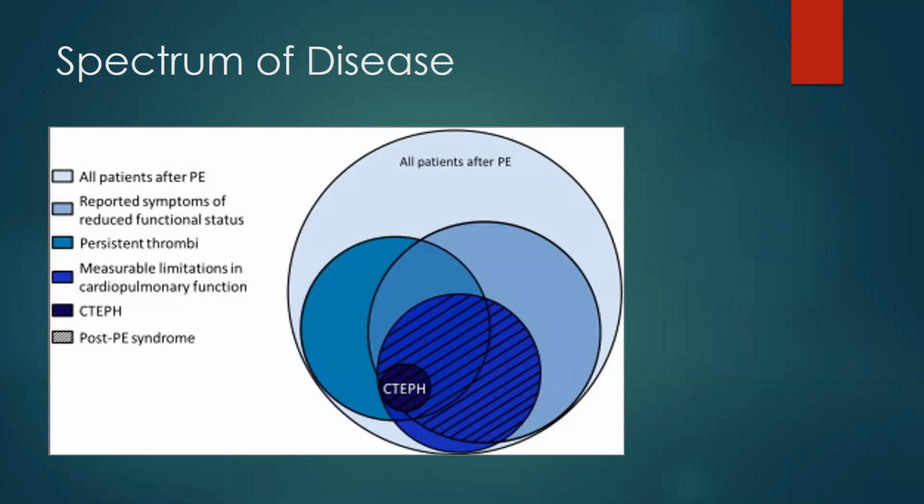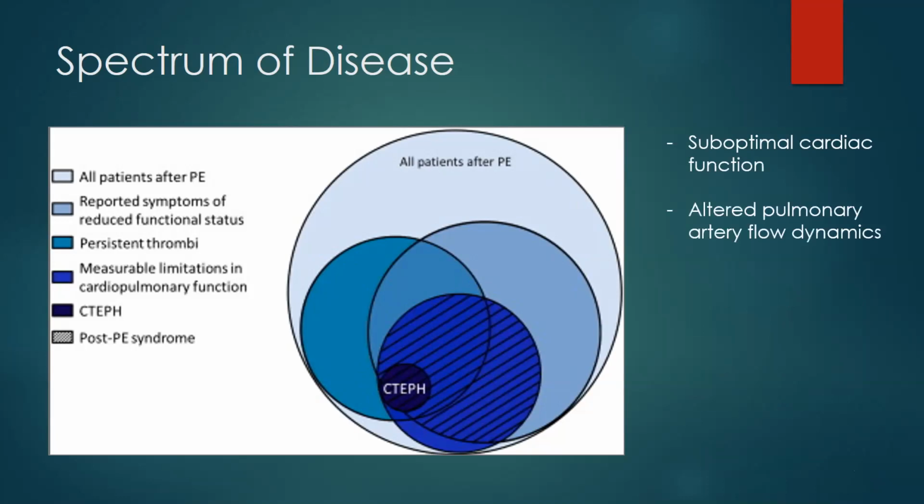And then, of course, there is the smaller percentage of patients in this spectrum of disease that actually develop CTEPH and have abnormal hemodynamics. So we'll talk a little bit as we go forward about the pulmonary artery flow dynamics and things you can see on echo and right heart cath. As mentioned, as far as gas exchange abnormalities and cardiopulmonary exercise limitations, we'll primarily talk about what you're going to see on exercise testing.